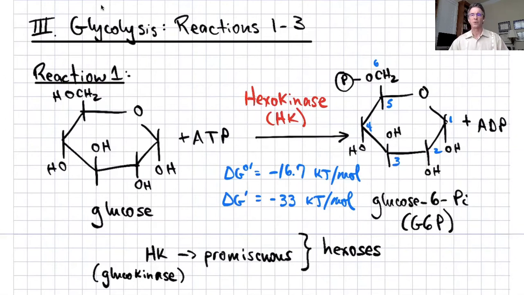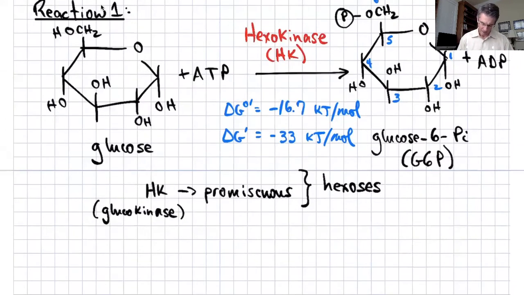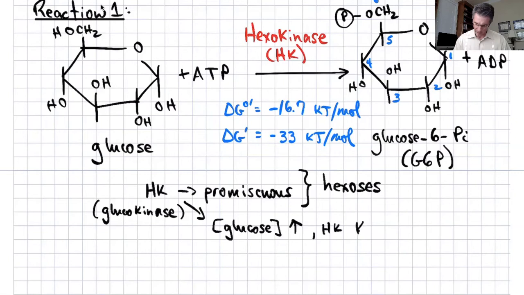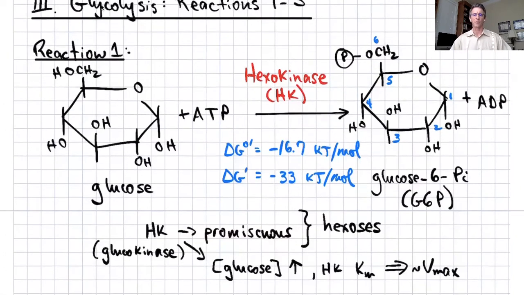Hexokinase also, in most of these tissues, spends most of its time operating very close to its Vmax. Because in most cases, unless the cell's starving to death and has run out of its glucose stores, the concentration of glucose is so high relative to the HK Km that this enzyme is usually running really close to its Vmax, right? So when tissues are running glycolytically, hexokinase is kind of running flat out under most circumstances.